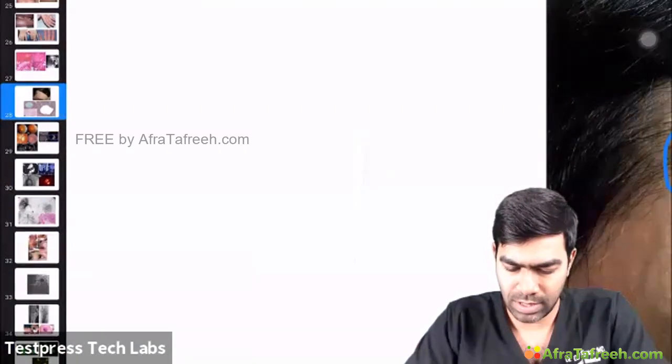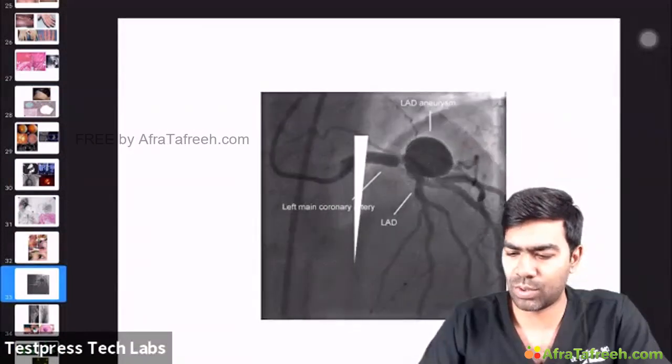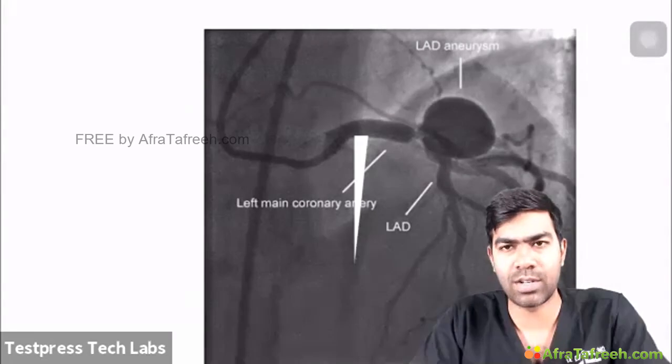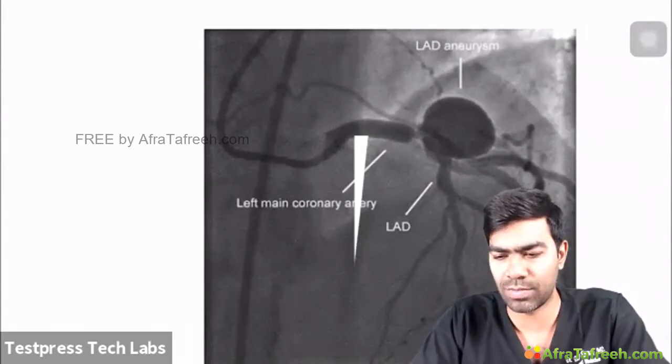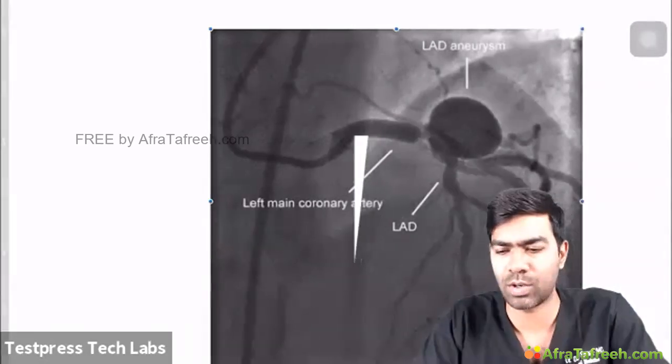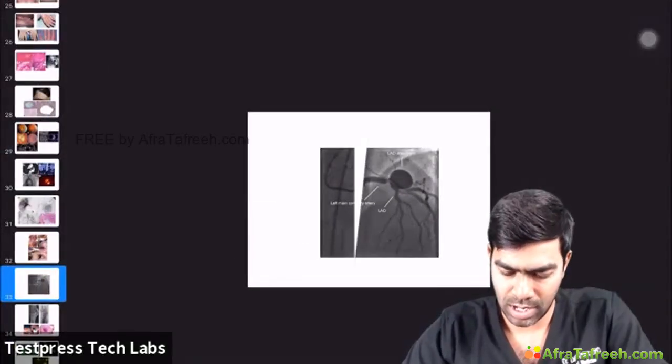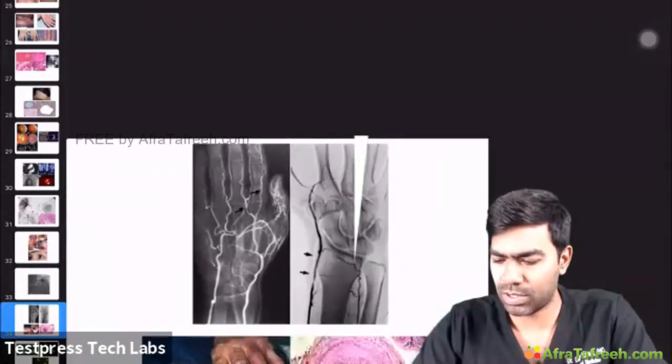So I think we have seen this one. This actually, I think I didn't show. This is an example of a coronary aneurysm. One of the examples of a giant LAD aneurysm here, a very big aneurysm. Of course, if I see this kind of image in the coronary angiogram, it's definitely diagnostic of Kawasaki disease. And this is an example of Buerger's disease.